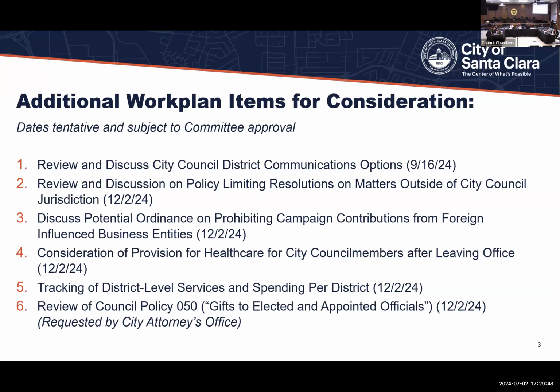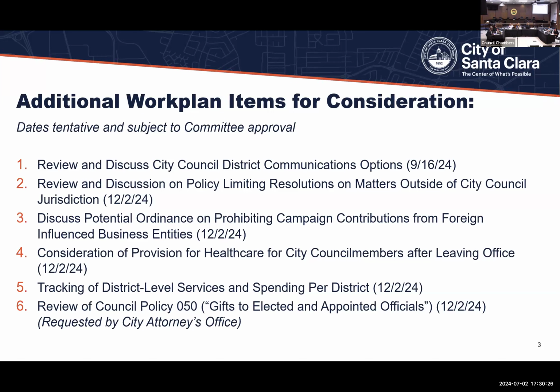Next would be a review and discussion of a policy limiting resolutions on matters outside of the city council jurisdiction for the December 2nd meeting. The third item potentially would be to discuss a potential ordinance on prohibiting campaign contributions from foreign influenced business entities, again December 2nd. Number 4, consideration of provision for healthcare for city council members after leaving office, December 2nd.